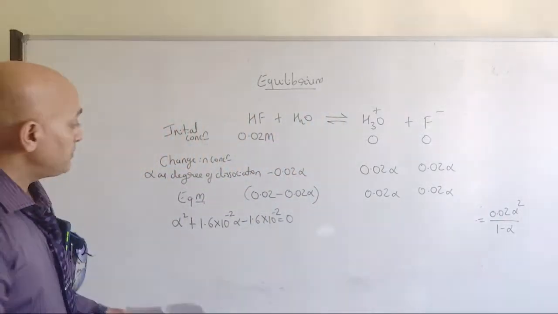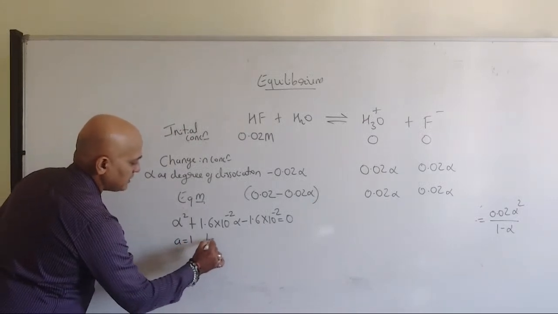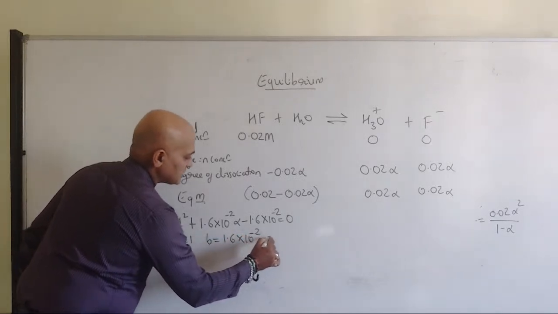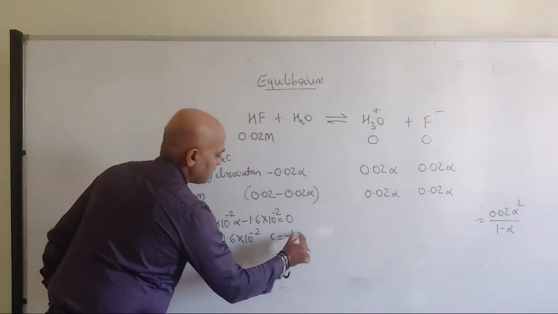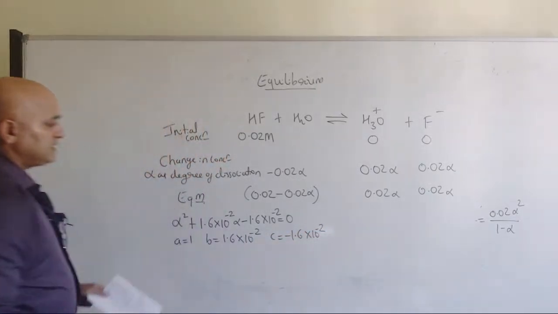That's all. So based on this, I can tell that A is equal to 1, B is equal to 1.6 into 10 to the power of minus 2, and C is equal to minus 1.6 into 10 to the power of minus 2.